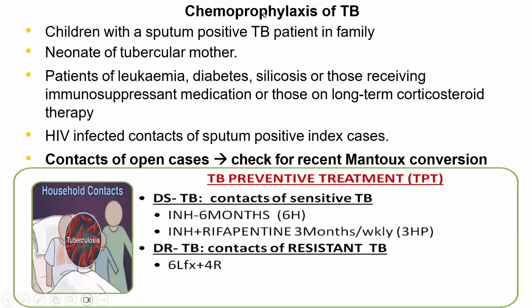So who all require chemoprophylaxis? Children with a sputum positive patient in the family, neonates of tubercular mother, and immunosuppressed patients: leukemia, diabetes, silicosis, or those receiving steroids or any other immunosuppressant drugs, and HIV infected. Contacts of sputum positive index cases require chemoprophylaxis. And remember this treatment regimen.